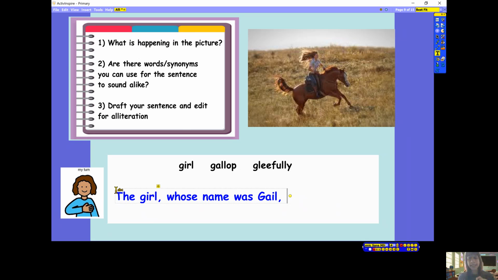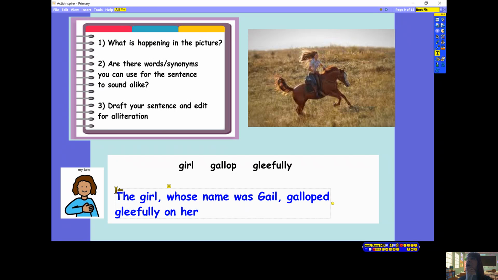And I've put that little section of the sentence there in commas because it's like I'm adding in a little bit of extra information. The girl whose name was Gail galloped gleefully on her. Now, I can't think of another noun that would start with g for horse, but I could use an adjective to describe the horse, beginning with g for more alliteration. The girl whose name was Gail galloped gleefully on her, I could say gigantic horse, maybe, gentle horse.